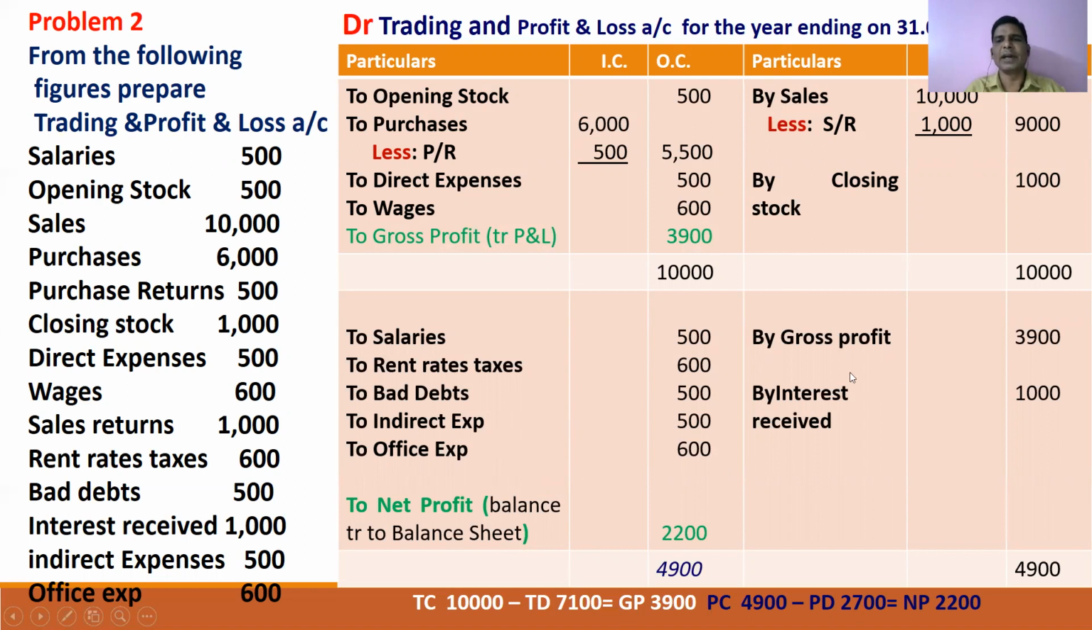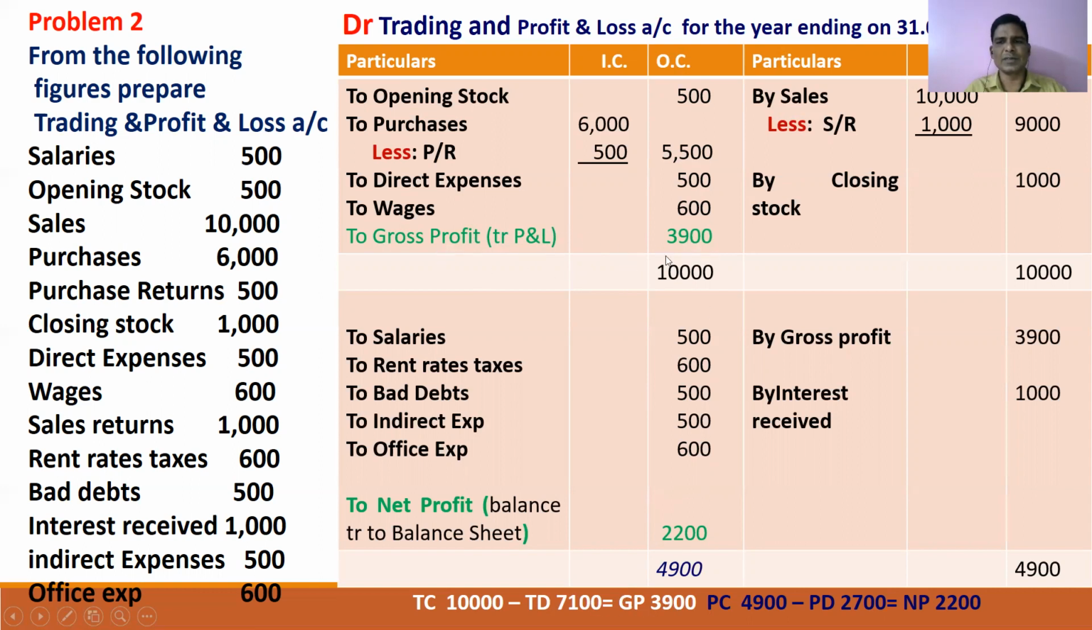Now the balance. When you are balancing, you have to see what the total credit is. Total credit TC is 10,000. This is rough work. What about TD? 5,500, 500, 6,000, 6,500, 7,100. TD is 7,100. TC minus TD: the credit income is more than expenditure, so you obviously get profit. 10,000 minus 7,100, 3,900 is the profit.